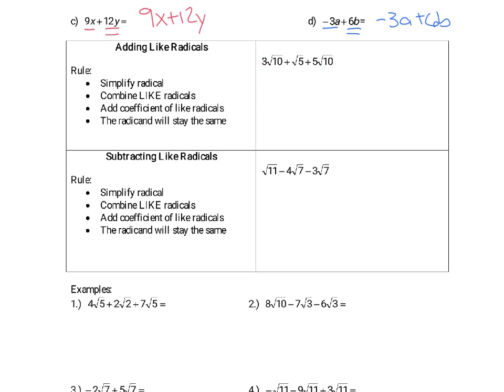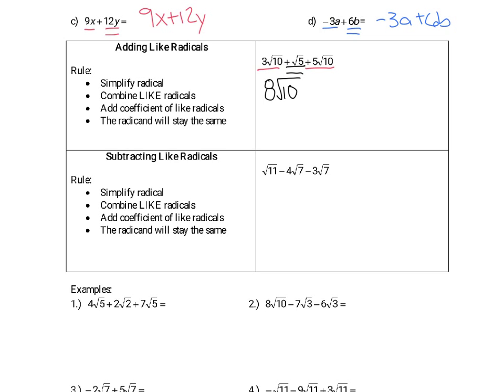So when I would combine these two, let me underline them so you can see a little better. I'm talking about 3 square root of 10 plus the 5 square root of 10. I can combine those because the radicals are the same. So we would simply, in this case, add the coefficients. So 3 plus 5 gives me 8. And then the radical doesn't change, okay? It's going to stay the same. It's going to stay square root of 10.